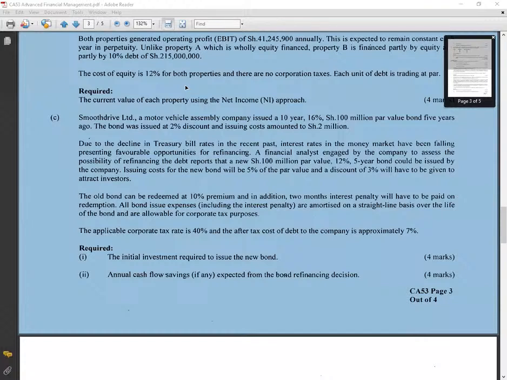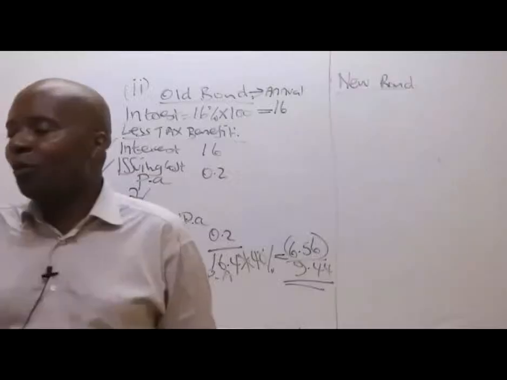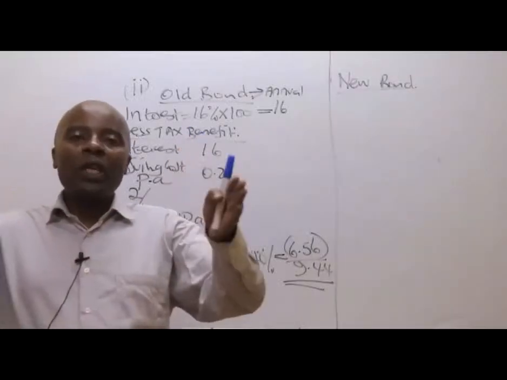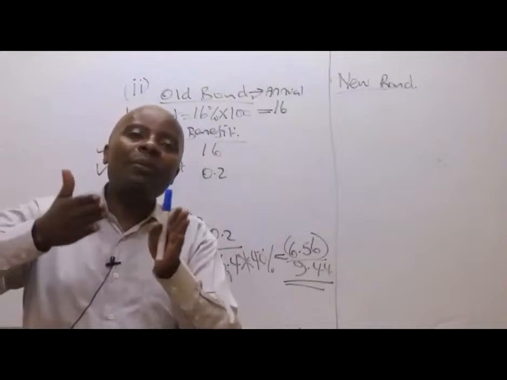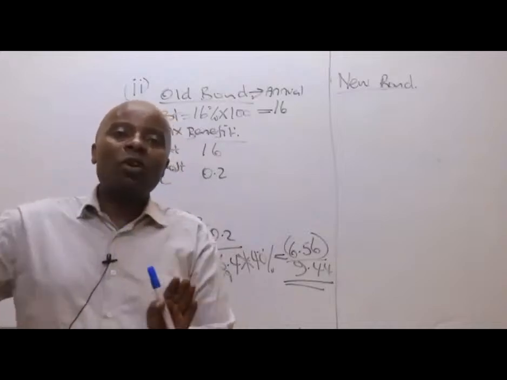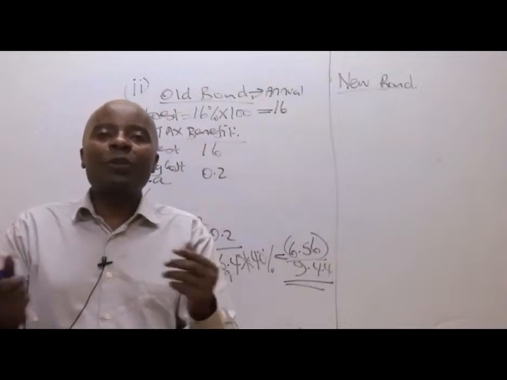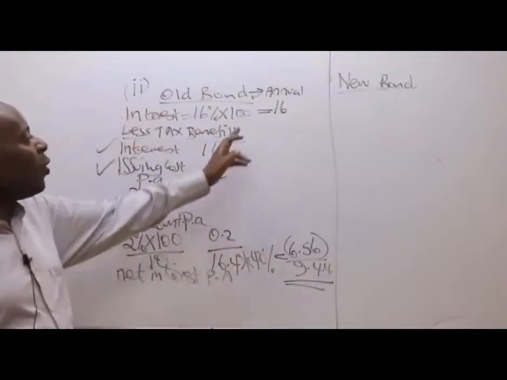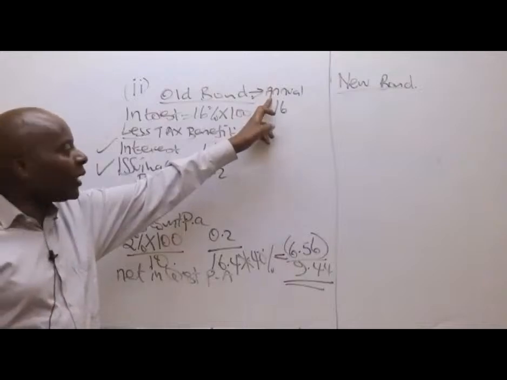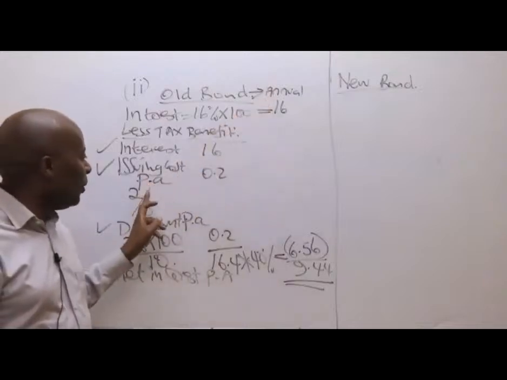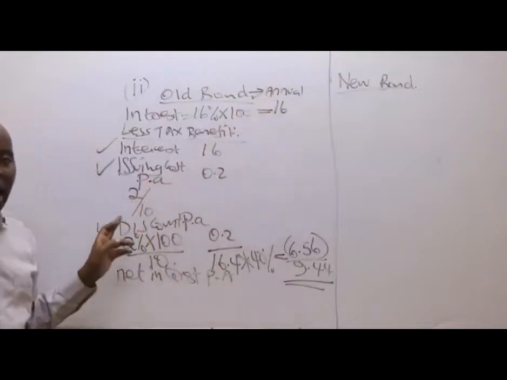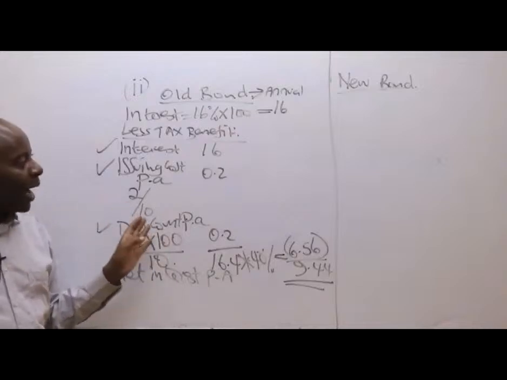The same case with the issue cost. You can see they have told us that the issuing cost amounted to how much? Issuing cost amounted to 2 million. But you see the 2 million can only be claimed evenly over the useful life of the bond. Or rather, the 2 million is for the 10 years. And yet, I want an annual figure. So the annual figure will be the 2 divided by what? 10 years. The 2 divided by 10 years.